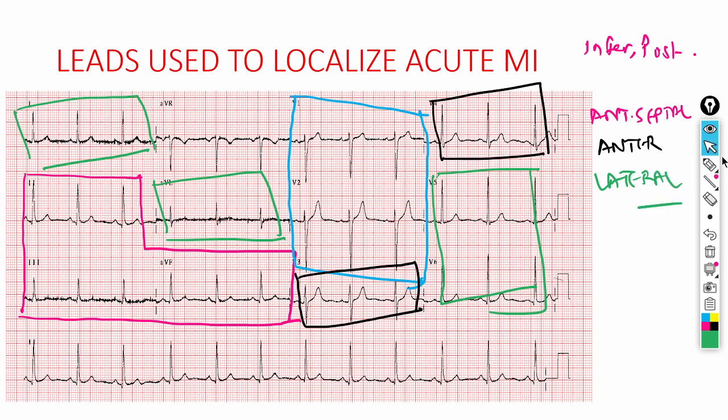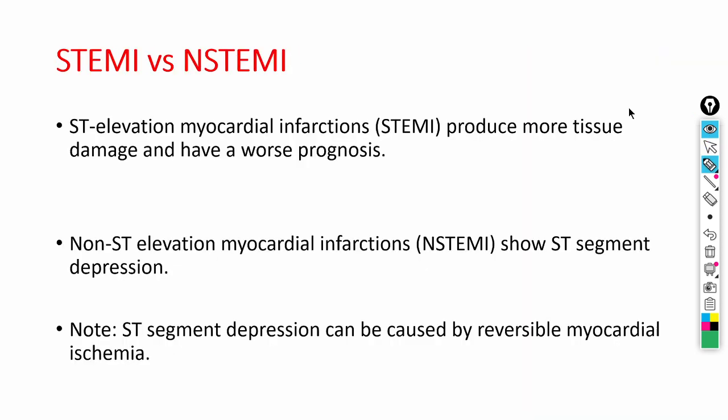So by checking out where we are getting the changes in the leads, like T wave changes, Q waves, ST segment changes, we can localize the acute MI. For example, inferior wall MI or anterior wall MI, anteroseptal or lateral wall MI. Now, ST elevation MI versus non-ST elevation MI.